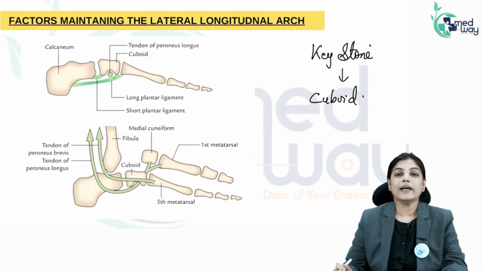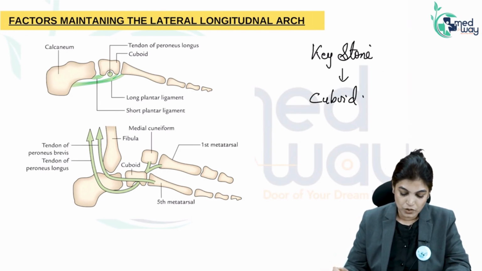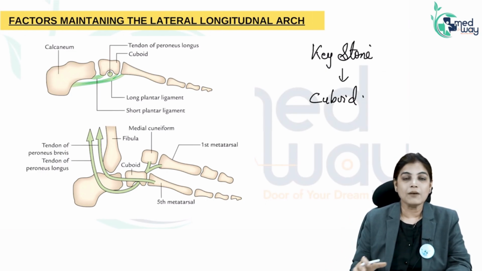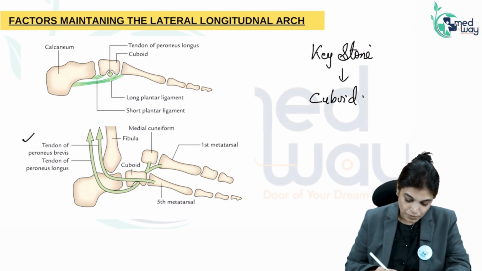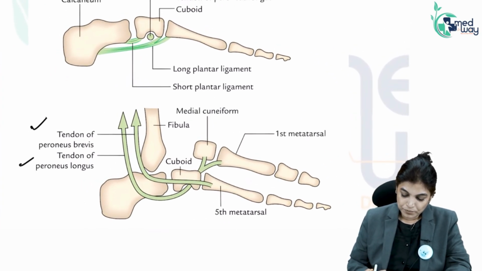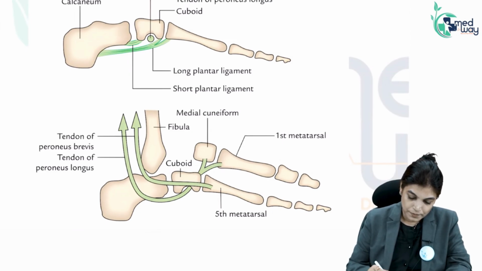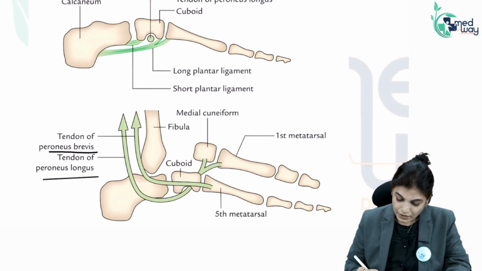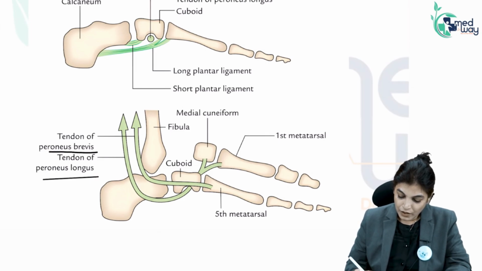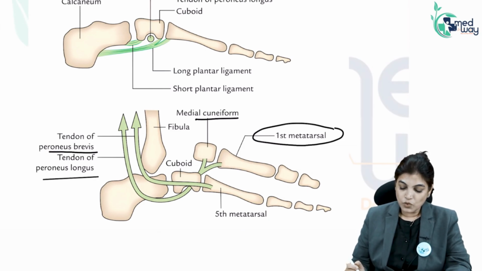Now here again I would like to elaborate on the support system of the lateral longitudinal arch. Here also there will be a similar approach: we will talk about the bones, the ligaments, the muscle, tendons and aponeurosis. The important sling support is given by the tendon of peroneus longus and peroneus brevis muscle. In this diagram, you can see the tendon of peroneus longus arching from the lateral side, grooving the cuboid bone and ultimately attaching to the first metatarsal and the adjoining cuneiform bone.